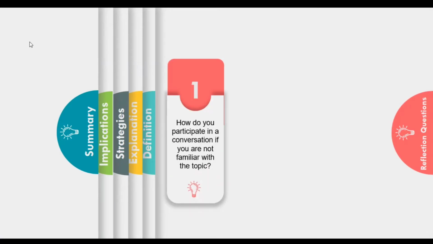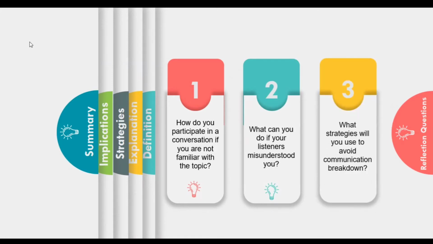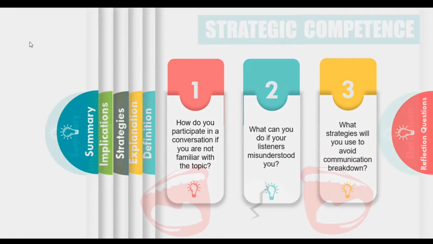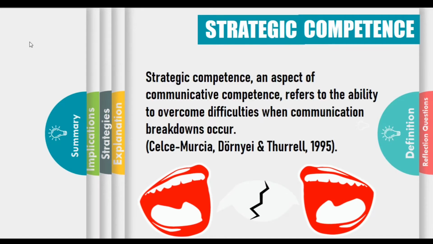How do you participate in a conversation if you are not familiar with the topic? What can you do if your listeners misunderstood you? What strategies will you use to avoid communication breakdown? As a response to Noonan's comments, Celce-Murcia, Dörnyei, and Thurrell draw attention to a crucial and yet rather neglected aspect of communicative language skills, which is strategic competence.